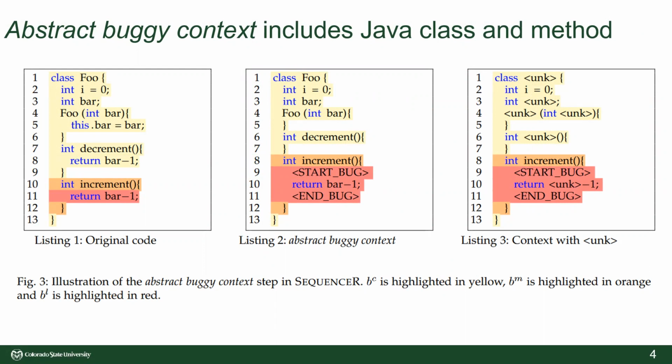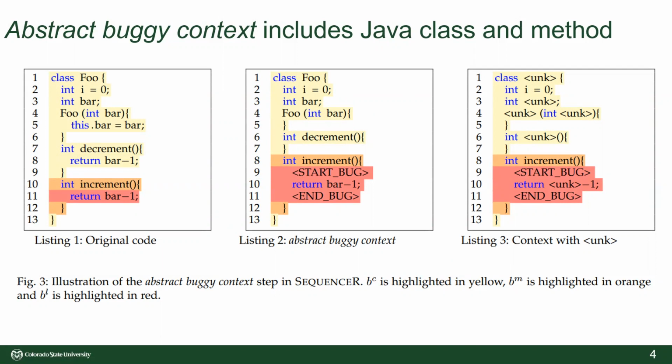An example of buggy code is shown on the left, where we have an entire class and a buggy method increment, which is returning bar-1. We create an abstract buggy context where we remove code from methods which are not buggy, and we identify the buggy line with a start bug end bug token. The buggy line might be identified through fault localization, which is taught in other papers.